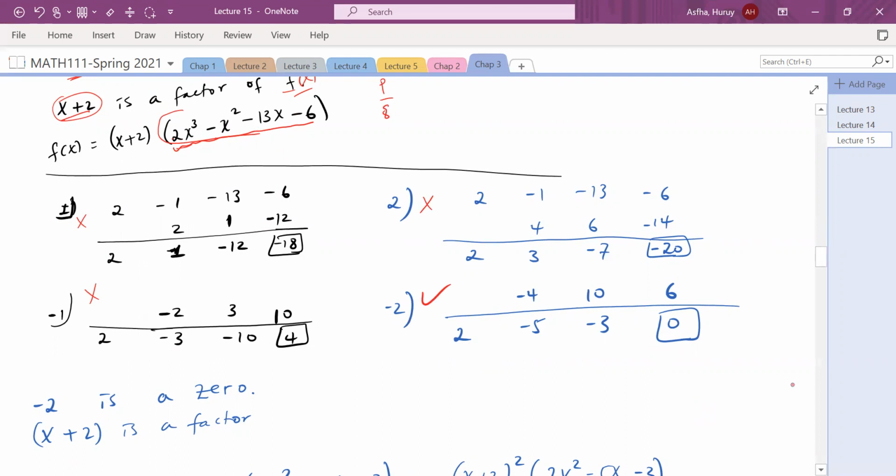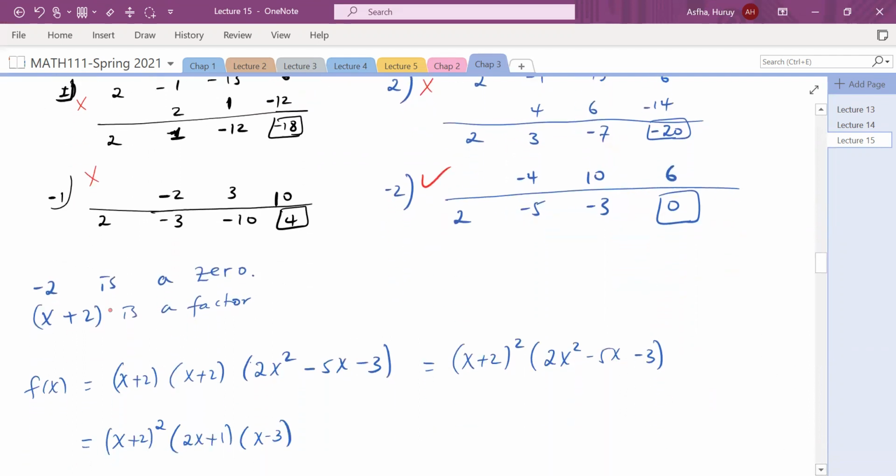So this is repeated twice. Therefore, -2 is a zero. So x plus 2 is again a factor. Therefore, I can write this one, x plus 2 times x plus 2. And the reduced one is a new polynomial with these coefficients: 2x squared minus 5x minus 3. And this time this is x plus 2 squared. And now the next is, again, we have to factorize this one.